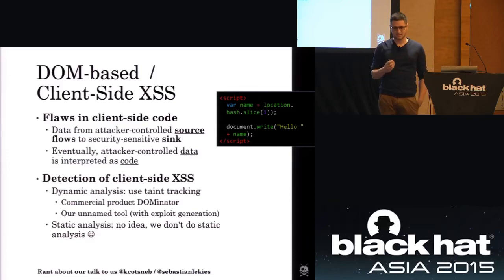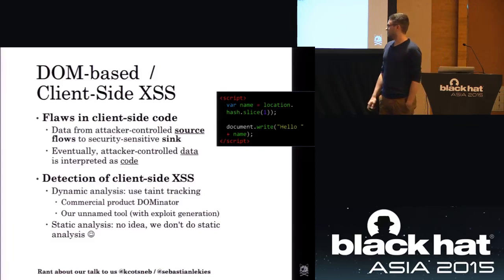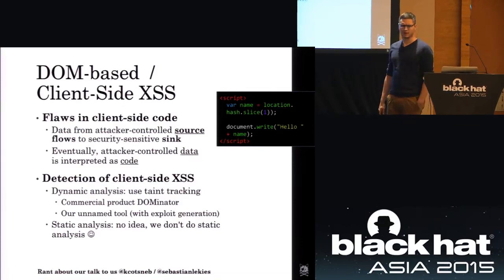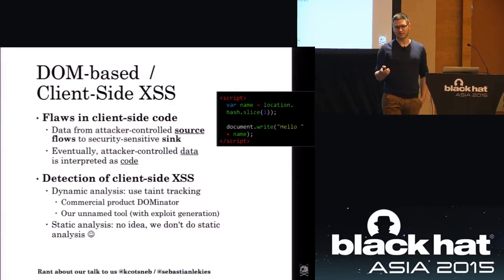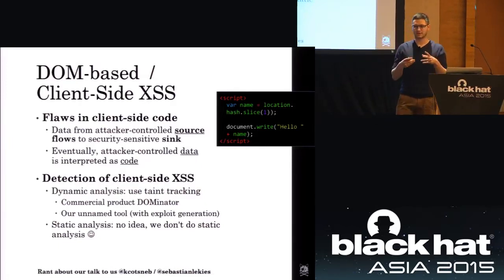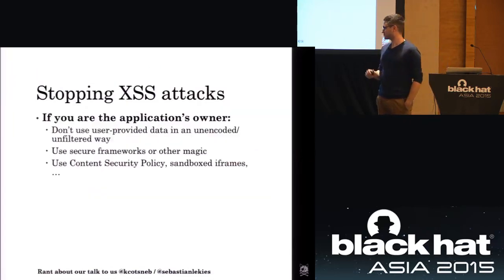And to find this kind of cross-site scripting, there are two ways of approaching this. One is dynamic analysis, using basically taint tracking. Again, this is like a data flow, so this sounds a lot like taint tracking. There's a commercial product called Dominator, which basically does this in Firefox. In previous research, we developed a tool that doesn't have a name. We should actually fix that. It allows us to also automatically generate exploits. So rather than just showing, hey, there is a flow of data, we can actually generate an exploit exactly for that flow and validate whether it's actually a vulnerability or not. I presume there are also ways of doing this statically, but to be honest, I have no idea how static analysis of JavaScript would work, so we're going to skip that.